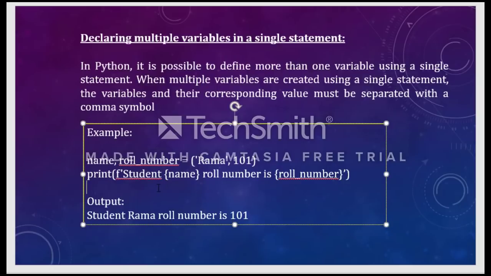So what happens when you execute the statement is Rama will be substituted in the name and 101 will be substituted in the roll number. So we'll get the answer as student Rama, roll number is 101. Okay, so the variables will be substituted and the result displayed.